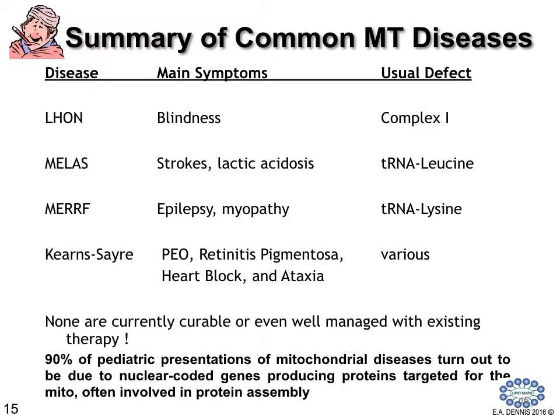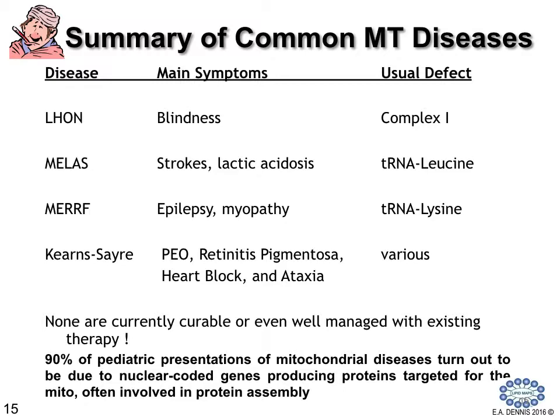In summary, there are numerous mitochondrial diseases. We talked about Leber's, which has a main symptom of blindness. It's a complex 1 defect. Leigh disease presents with strokes and lactic acidosis, and is a transfer RNA, specifically leucine, defect. MERRF presents as epilepsy and myopathy, and is a transfer RNA for lysine deficiency. There's another common one, Kearns-Sayre disease, which has a number of symptoms, and the defects can vary. But none of these are curable, though some can be managed to some extent with existing therapies.